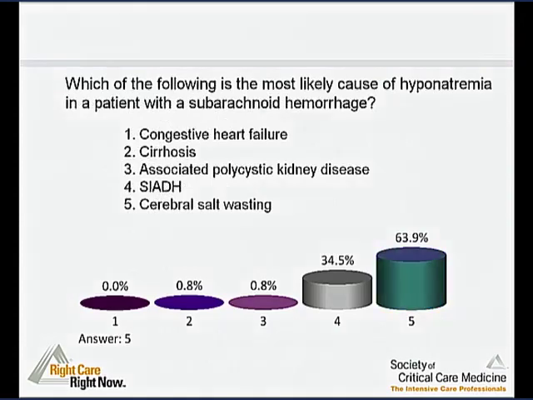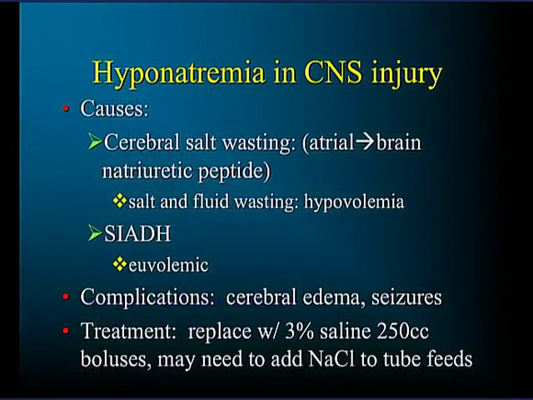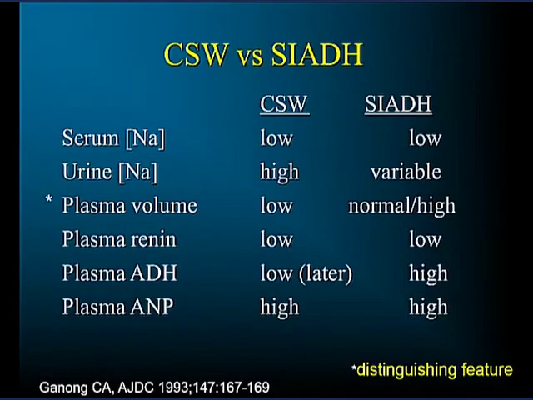A lot of people picked SIADH, and cerebral salt wasting is a known entity now where having a subarachnoid hemorrhage causes atrial natriuretic peptide, or brain natriuretic peptide that's now found, to come out and cause you to lose salt and water. Those patients are usually hypovolemic because they've lost fluid, and SIADH is euvolemic. We don't want to let their sodium get too low because you have cerebral edema, and we replace them with 3%.